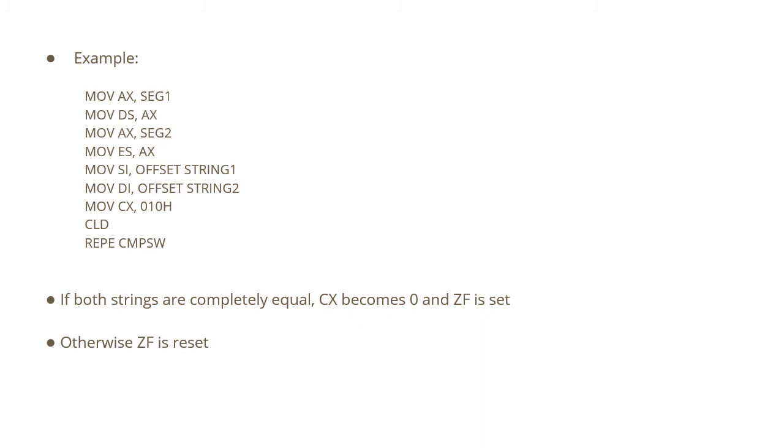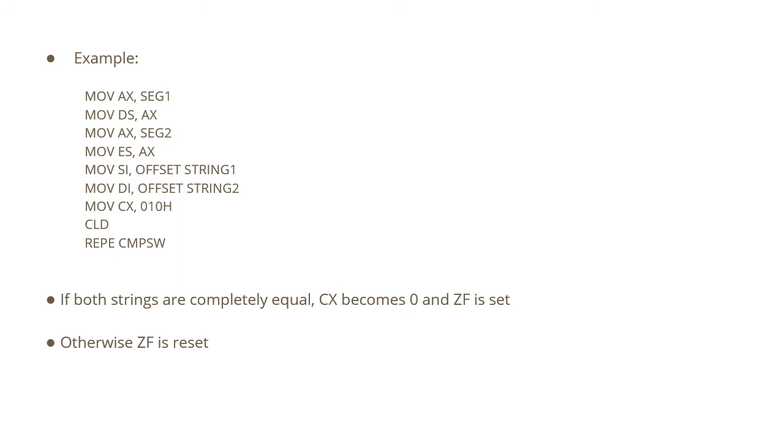Next is MOV ES, AX, where the segment address of the string 2 is now present in ES. The next two instructions, MOV SI, OFFSET STRING 1 and MOV DI, OFFSET STRING 2, move the corresponding offsets of both strings, string 1 and string 2, to the SI and DI registers respectively. The next instruction, MOV CX, 010H, will specify the counter value. The counter value is now present in the CX register. The next instruction is CLD, which means to clear the direction flag. That means it will be in the auto increment mode.